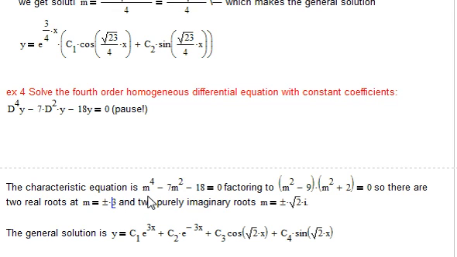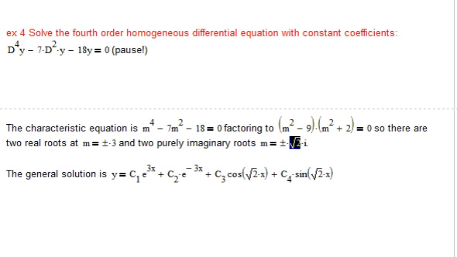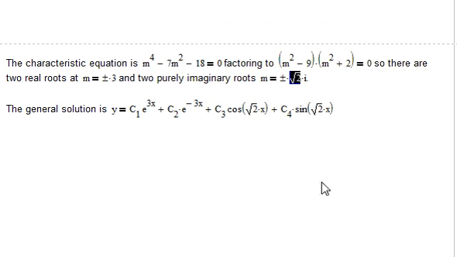Now don't forget, we're going to have 4 constants in a solution for a fourth order equation, and then plus c3 times cosine of, from this square root of 2, that's like the b, so cosine square root of 2x, plus c4 times sine of square root of 2x. And that should be just about it. That was very satisfying. I'm glad it was very satisfying, and that's the end of this lesson.